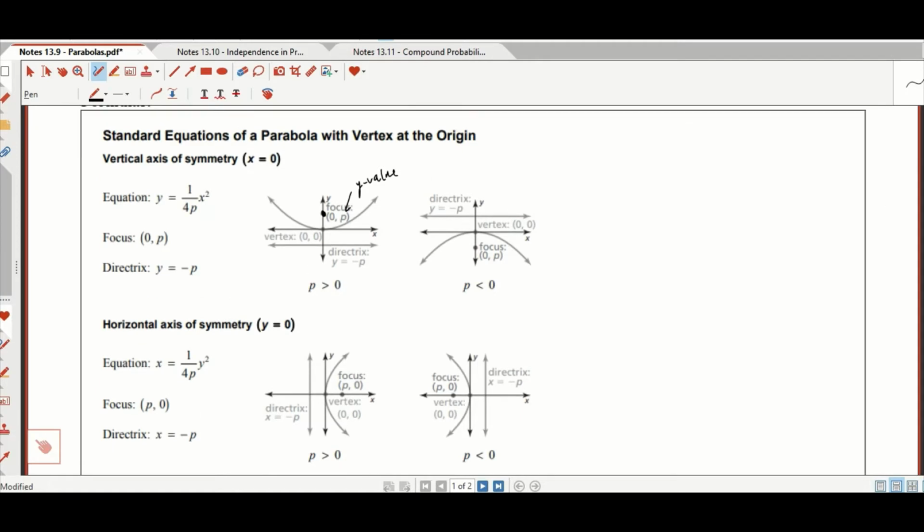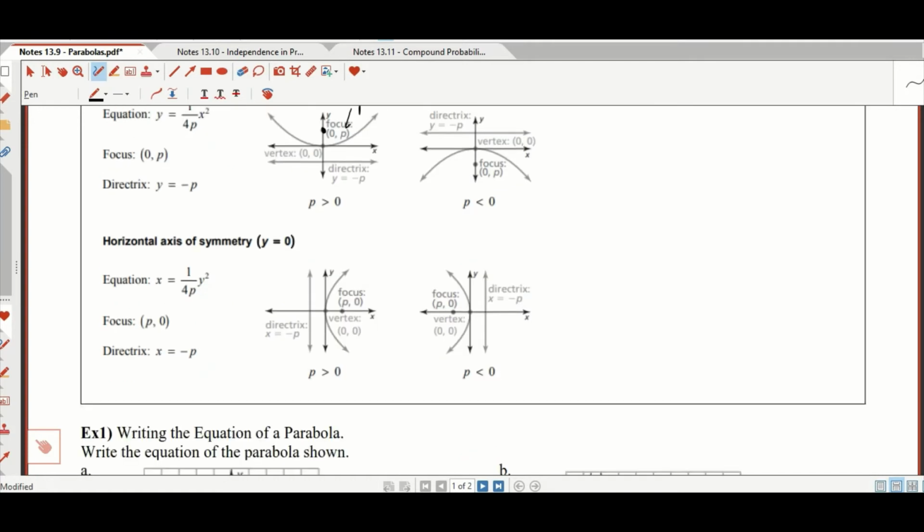Now, if p is greater than 0, it looks like this, where the focus is up here and the directrix is down here, or the focus could be down here if p is less than 0, and then the directrix is up here. But it turns out the same is true for a horizontal axis of symmetry, where y equals 0. The only difference is the equation is x equals 1 over 4p times y squared, where p is now the x value of the focus. And the directrix is at x equals negative p. It's now a vertical line.